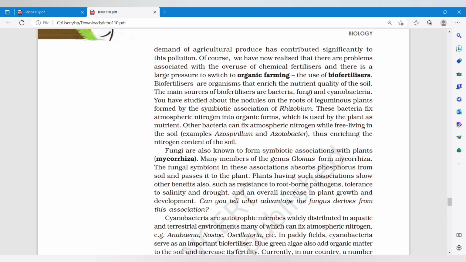Biofertilizers are organisms that enrich the nutrient quality of the soil. The main sources of biofertilizers are bacteria, fungi, and cyanobacteria. You have studied about the nodules on the roots of leguminous plants formed by the symbiotic association of Rhizobium. These bacteria fix atmospheric nitrogen into organic forms, which are used by the plants as a nutrient. Other bacteria can fix atmospheric nitrogen while free-living in the soil, for example, Azospirillum and Azotobacter, thus enriching the nitrogen content of the soil.